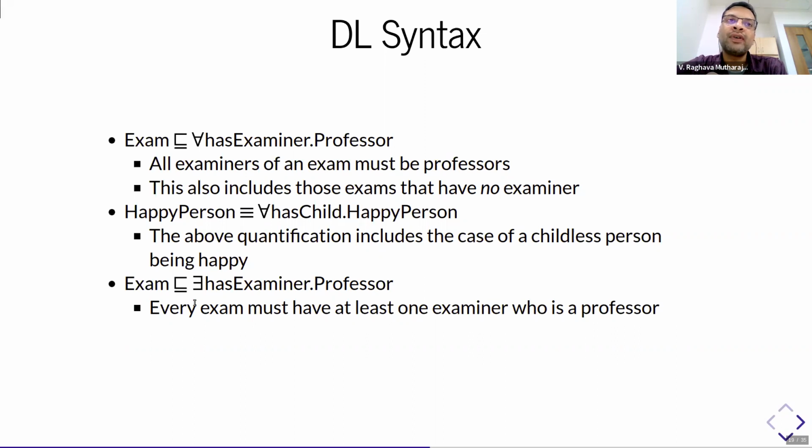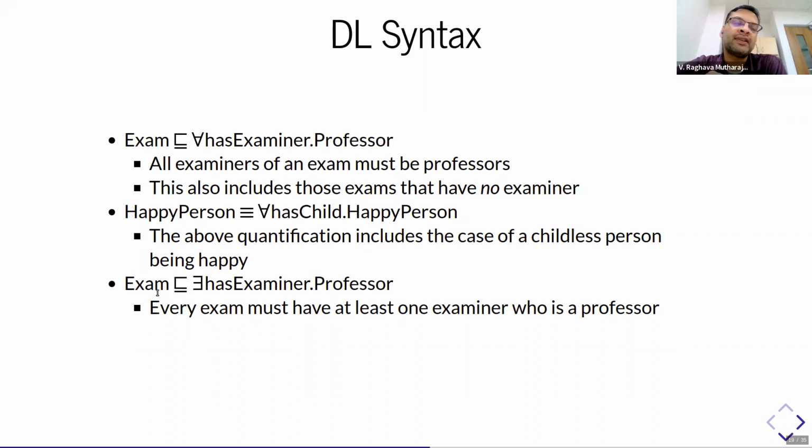Okay, the other quantifier is there exists, which you can also read as at least one. This indicates that every exam must have at least one examiner who is a professor, which is different from this one. This one indicates that all examiners must be professors. This one, at least one examiner should be a professor, right?